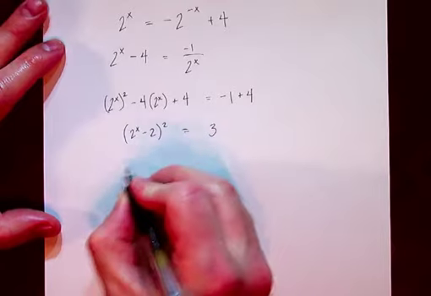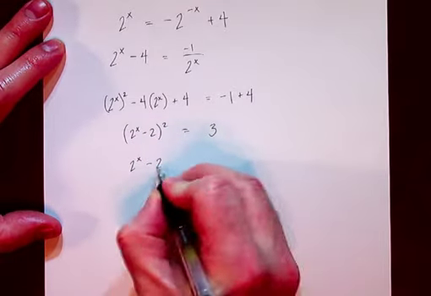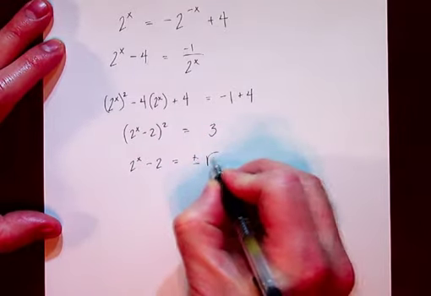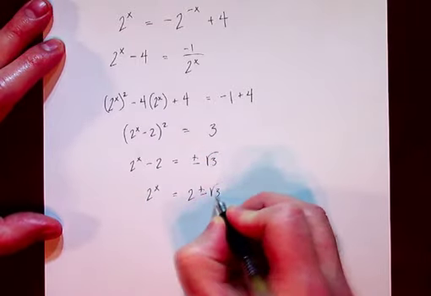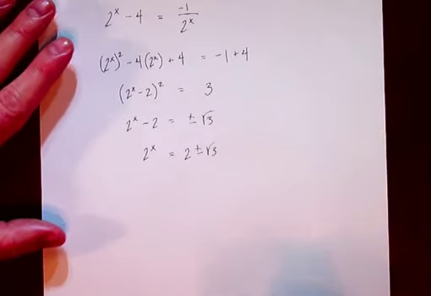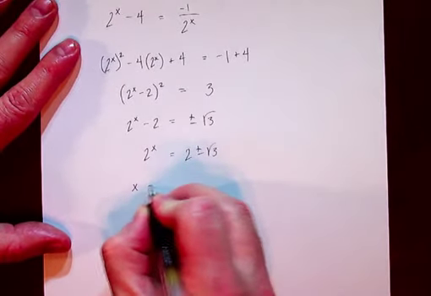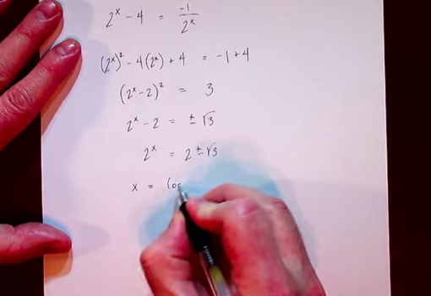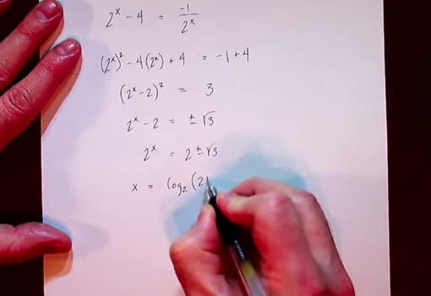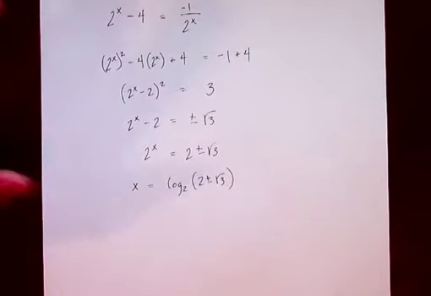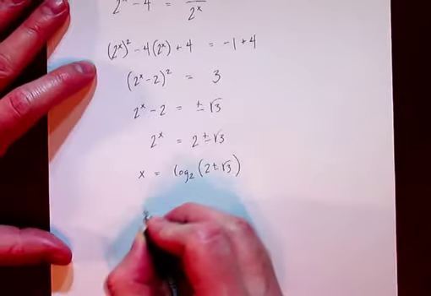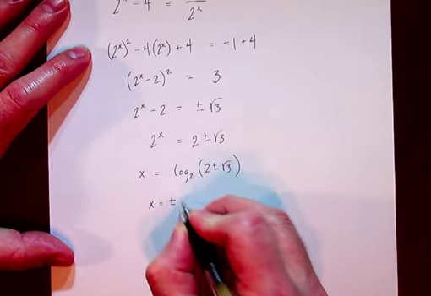And then of course I need to take the square root of both sides, and that's plus or minus root 3. I get 2 to the x is equal to 2 plus or minus root 3, and I need to take log base 2 of both sides in order to get that x out of the exponent. Both of these will have a value because 2 plus root 3 and 2 minus root 3 are both positive numbers.